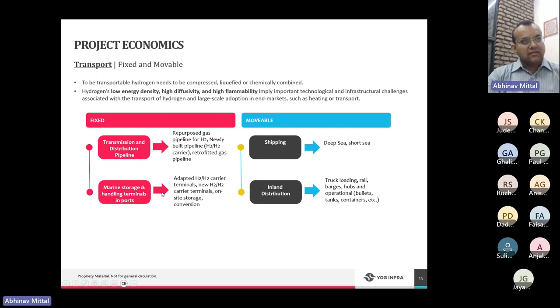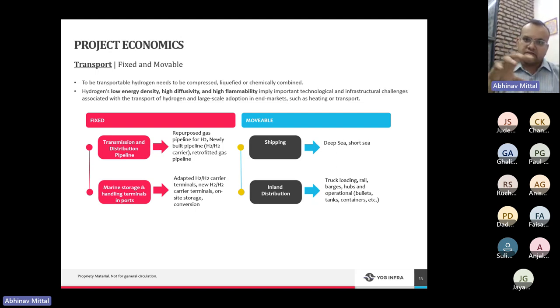So this is on the marine storage part, and this is on the shipping part. I talked about that. Then on the inland distribution, which is within the country, if you want to transport hydrogen, essentially it's either through truck. I talked about the large containers. You have rail hubs, through inland water transport. But of course, everything has a cost attached to it.